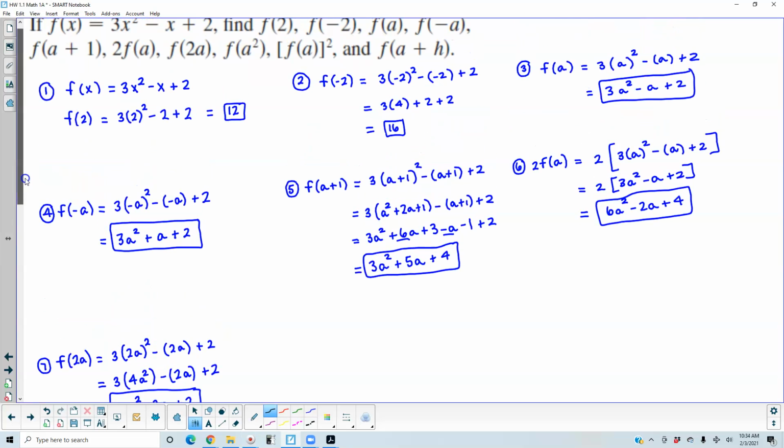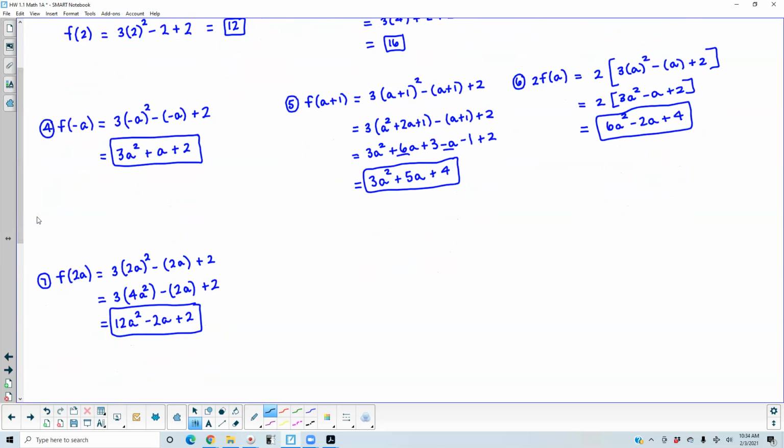Okay, next we want to find f of a squared. So f of a squared, so that's 3 times a squared squared minus a squared plus 2. So that's 3 times a squared squared, which is a to the 4th, minus a squared plus 2.